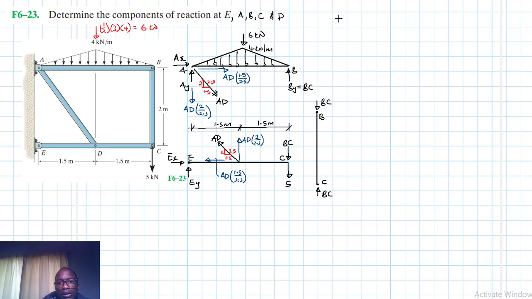Alright, let's start. So we have summation of moments about point A equal to 0. Starting with this, so that we find BC. Once we have BC, we can find AD, we can find EY, EX, and the rest.